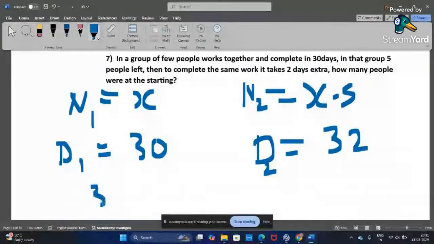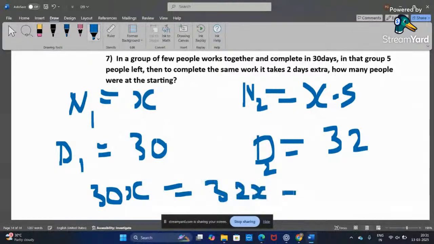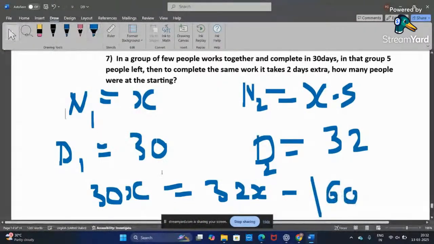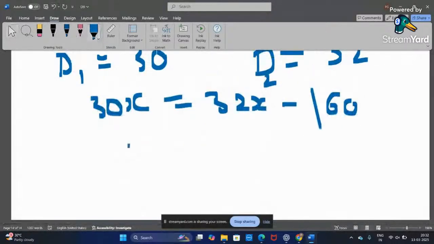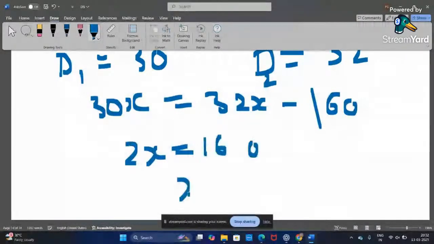So it is 30x, I'm writing it directly, equals 32x minus 32 into 5. What is 32 into 5? 160, right? So next, one second. So it is 2x equals 160. So the x value will be 80.